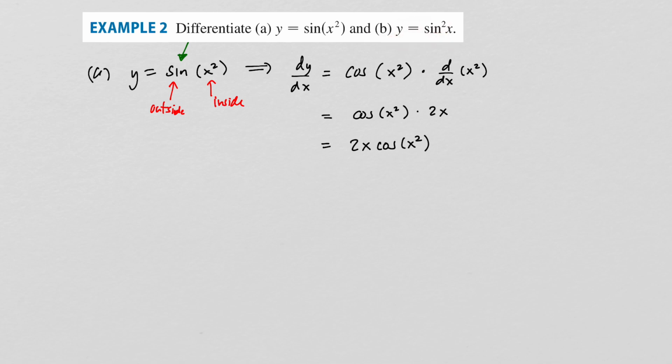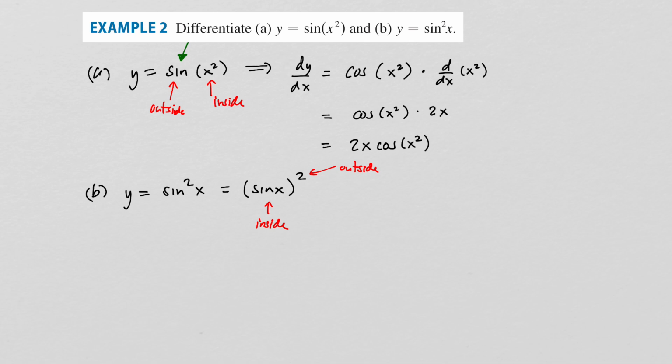The second function is a little bit different. The second function is y equals sine squared of x. And remember, you can think of that as sine of x quantity squared. So notice that it's the same two functions as we had up here. We have a sine function and we have a square function. And here we have a sine function and a square function. But now the sine function is the inside function. And the square function is the outside function.